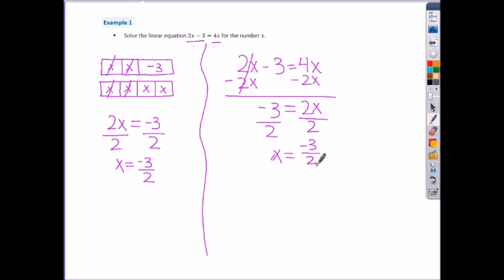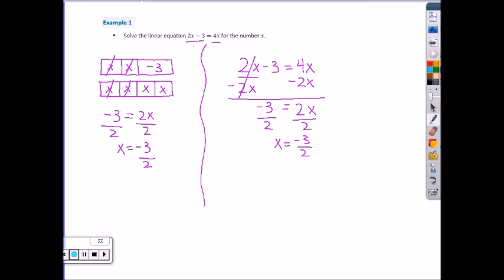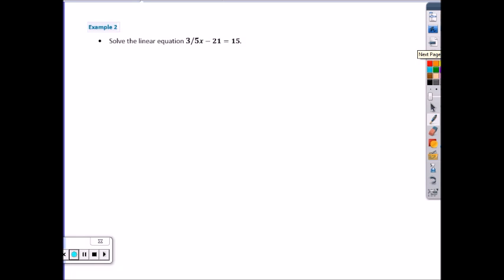And as you can see, they both match up. Whether we did it algebraically or used the bar modeling, we both got an answer of x = -3/2. We will try solving a slightly harder one, but this time we're just going to solve these equations algebraically instead of using the bar modeling.